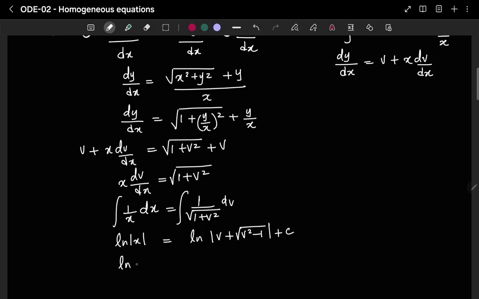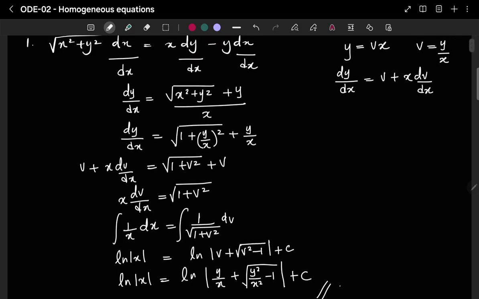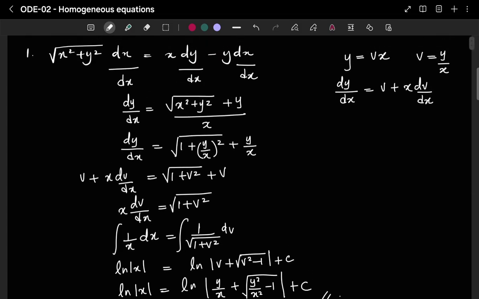By back substituting for v, we get ln of y by x plus square root of y squared over x squared plus 1, plus c. Here c is the integration constant. We can keep the answer like this for this first question. Basically we need to remember that we need to put this substitution when solving.